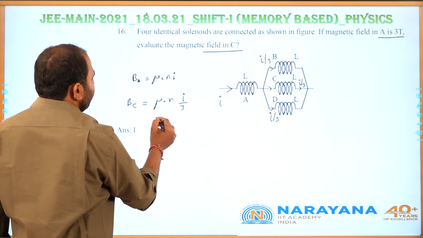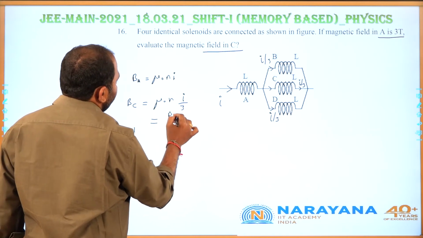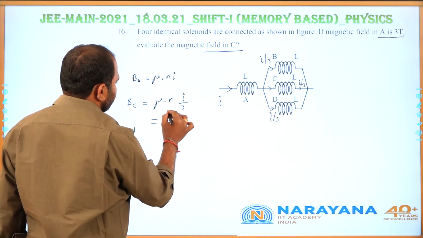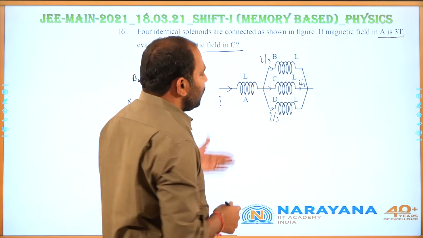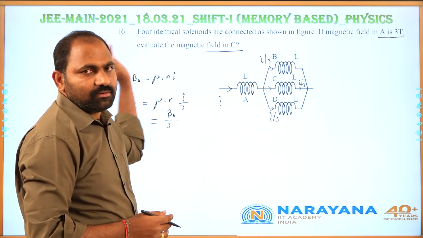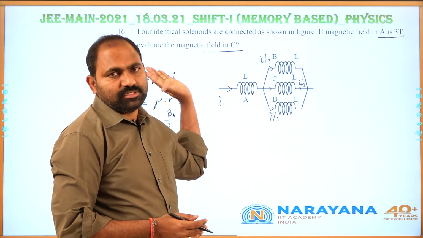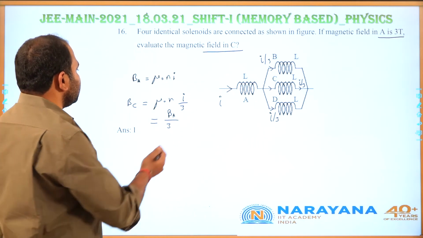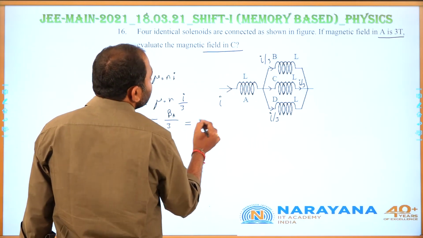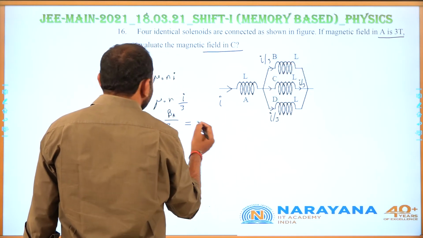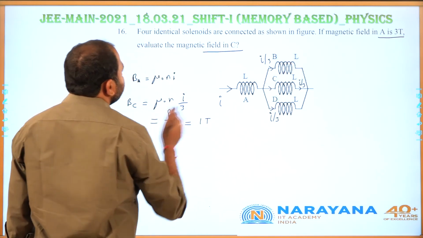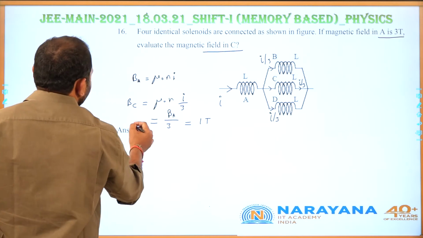As current is becoming 1/3, this will be BA by 3. We can neglect the mutual inductance as it is a mains level question and he did not mention anything about that. So directly it is 1/3 of the magnetic field of B. So in B it is 3 Tesla, so it will be 1 Tesla in C. So the answer will be 1.